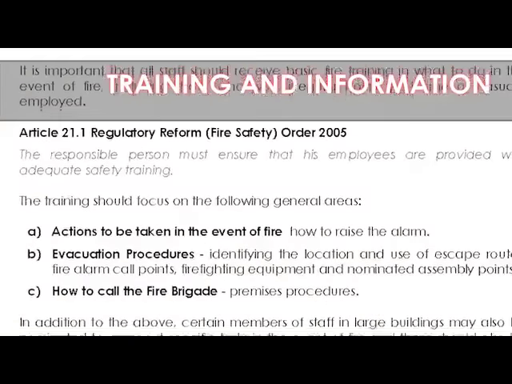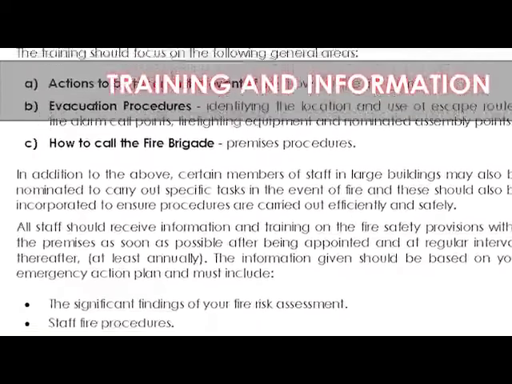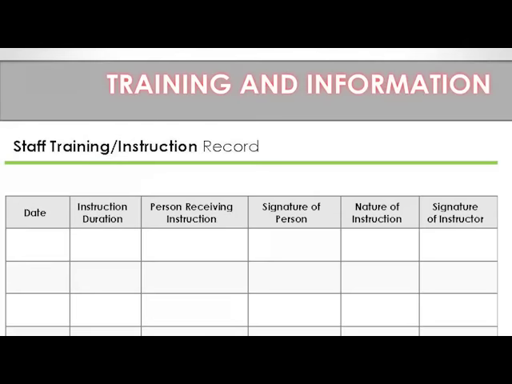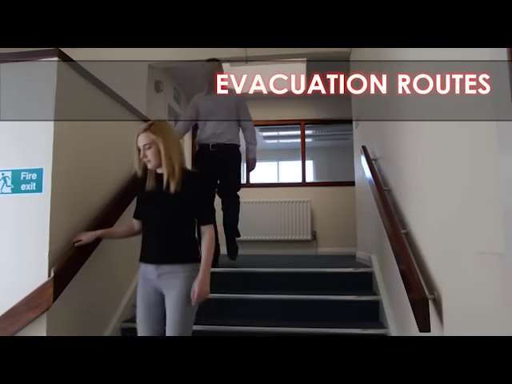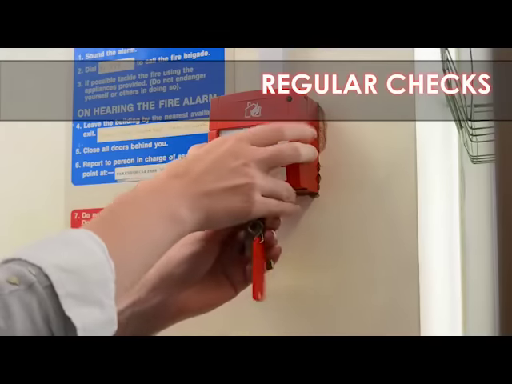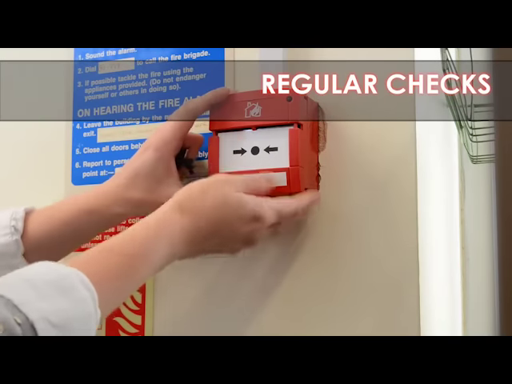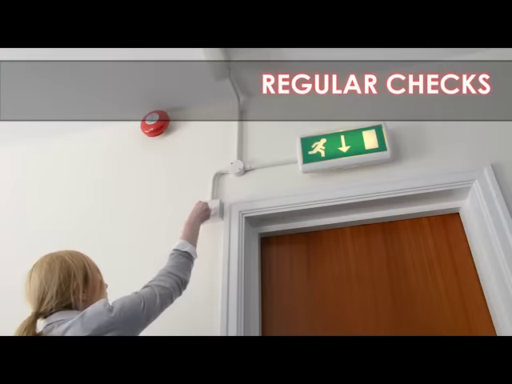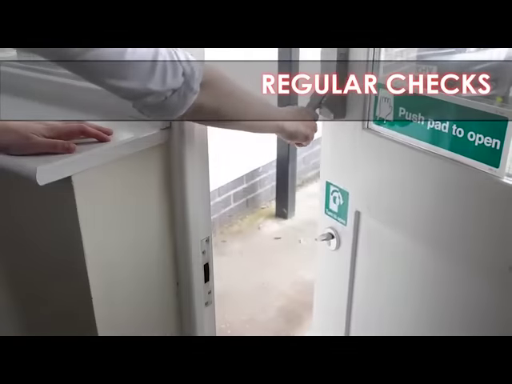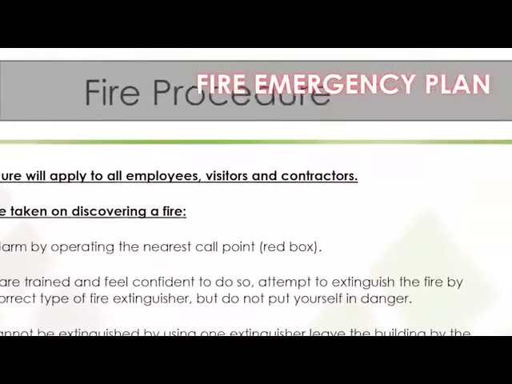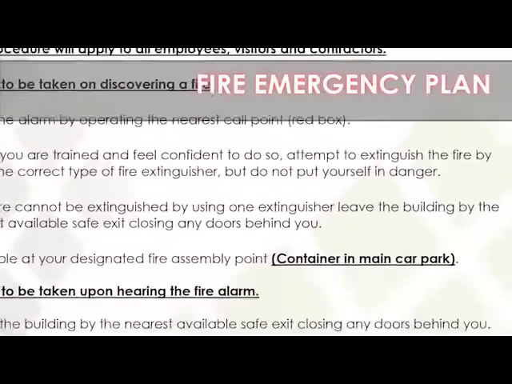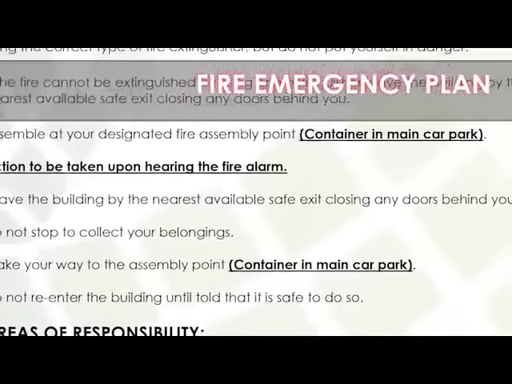Training and information, just like this video here, so that you are made more aware of how to prevent fires and what to do if there is a fire. Evacuation routes. These allow people to safely exit the building. Regular checks. For example, of the fire alarm and detection systems, emergency lighting and fire doors to ensure they are in good working order. And finally, a fire emergency plan, which is a written procedure outlining the duties of all staff in the event of a fire.